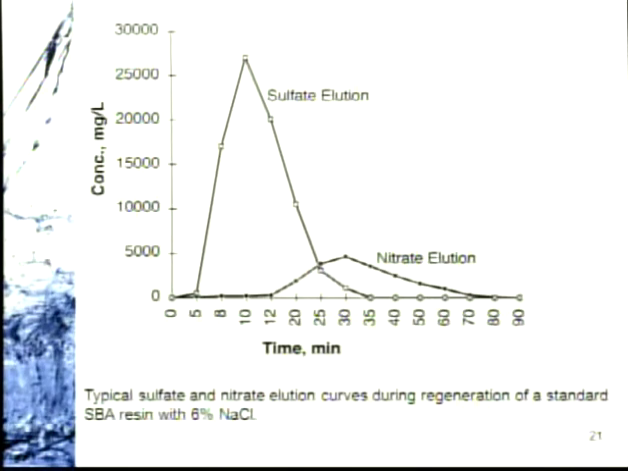Here's an example of how you elute off the sulfate and nitrate. The peak for sulfate is much sharper because of that selectivity reversal. Nitrate takes longer because it doesn't have that phenomenon. And this is just a representation of regenerating a system with, say, a 6% sodium chloride solution.